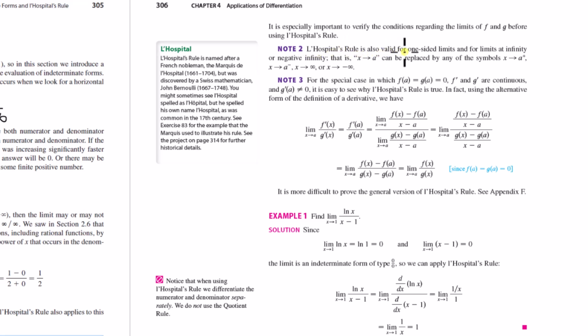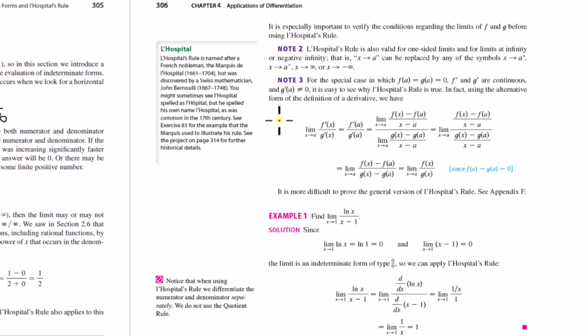Okay, now here's another important note. L'Hopital's rule is also valid for one-sided limits and for limits at infinity or negative infinity. So you might be wondering, well, okay, can you apply L'Hopital's rule for what values of x is approaching? Anything. It could be a one-sided limit. It could be an infinite limit. Really cool, right?